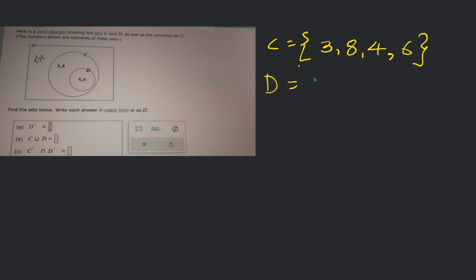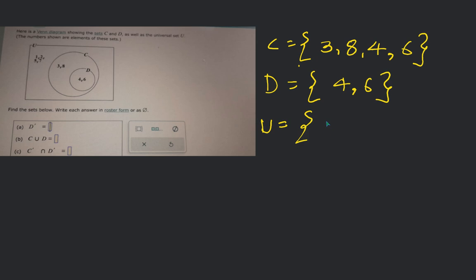Okay. Same way, the elements of set D. 4, 6. Yes, 4 and 6. Since you have to write them in the roster form, you have to write the numbers. After every element, we have to put a comma. Remember that. And what about the elements of universal set U?